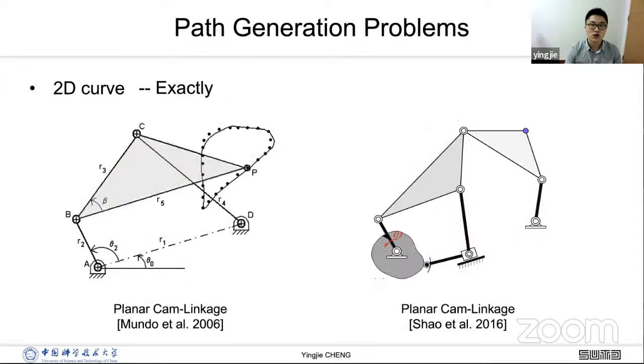For exactly generating a 2D path, researchers combine a planar linkage with a 2D cam. The idea is that the cam can continuously change the length of the link while moving. Since the shape of the cam lies in an infinite dimension space, the cam linkage has the ability to exactly generate a 2D path.